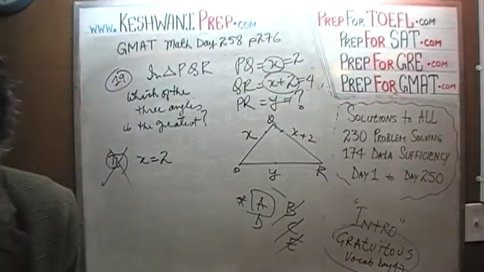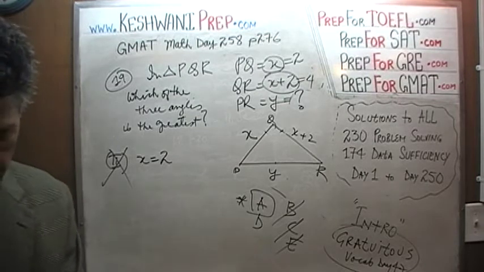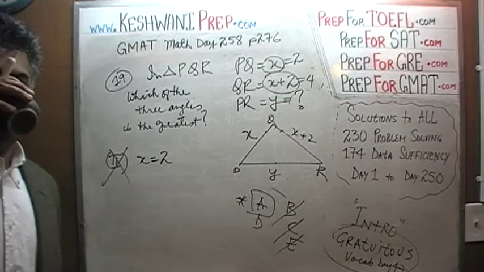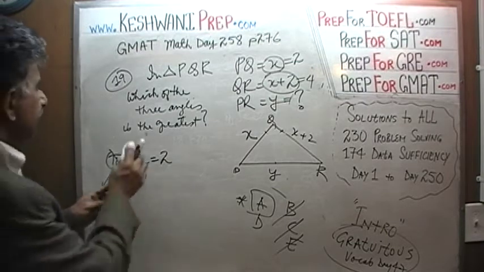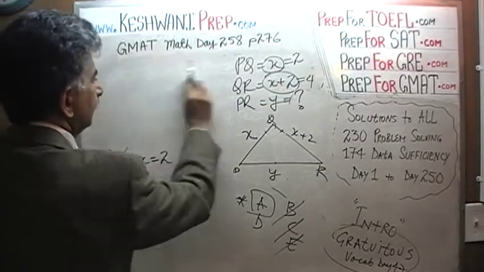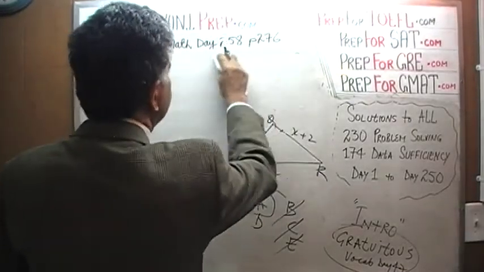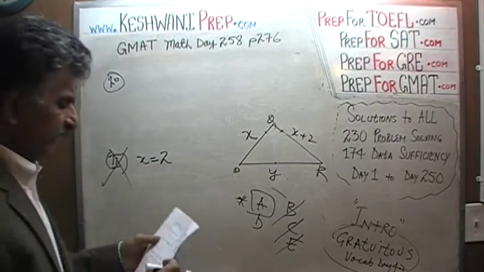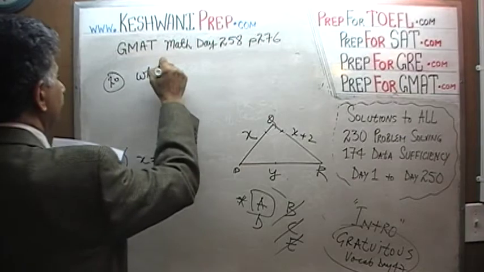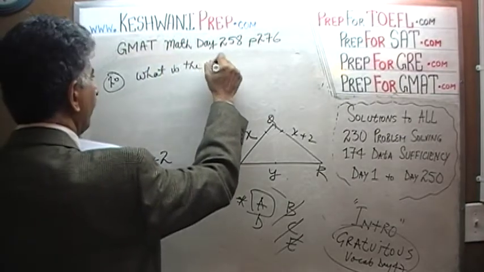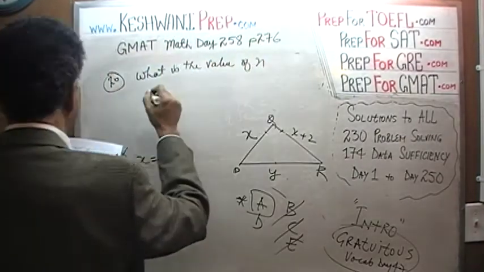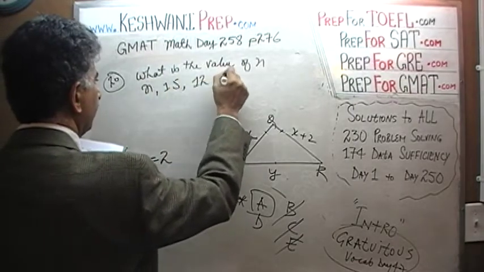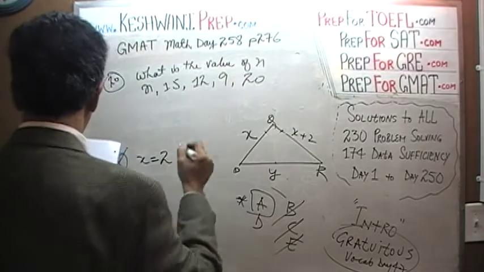Let's move on. Number 20. Number 20 is asking us what's the value of n. What is the value of n? And this is what we're given here: n, 15, 12, 9, and 20.